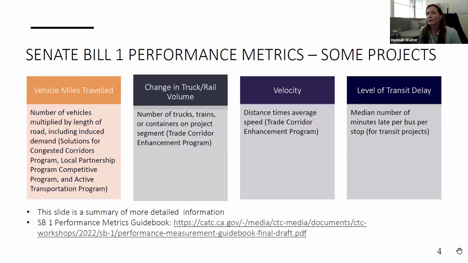So here are some metrics that are only required for some. Vehicle miles traveled is only required for solutions for congested corridors and local partnership competitive. That's because vehicle miles traveled is not an indicator in the Trade Corridor Enhancement Program, because goods movement doesn't act the same way, doesn't respond to demand the same way as a passenger vehicle.